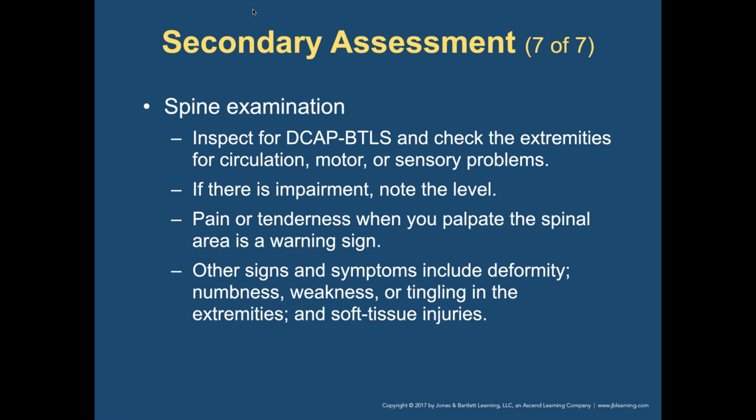If there's potential for a spine injury, examine the spine. You're just going to run your fingers down the length, checking for that step off to make sure everything's in place. Inspect for DCAP-BTLS. You should really do that on all the body parts, not just your spine. But check your extremities for circulation, motor, and sensory problems. You should be able to feel the pulse. They should be able to feel you, and they should be able to move their extremities pretty decently. If there's any problems with that, then note what it is and be specific.